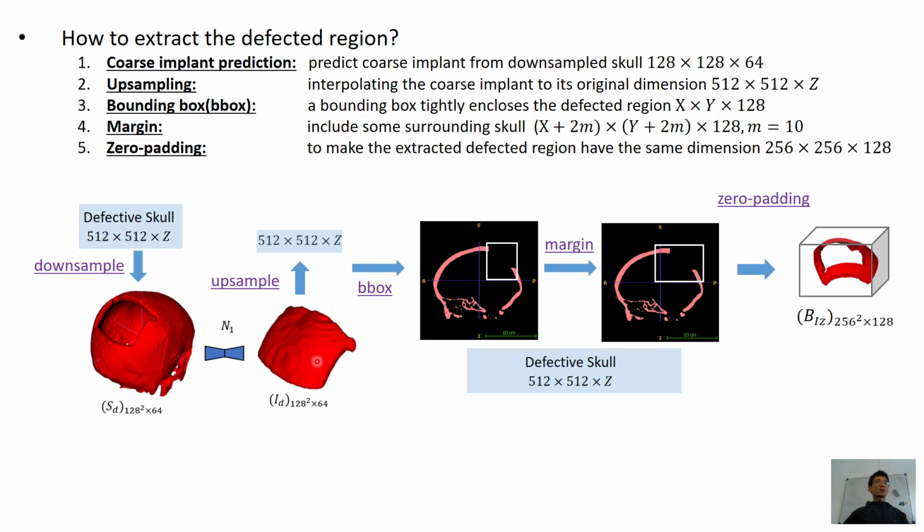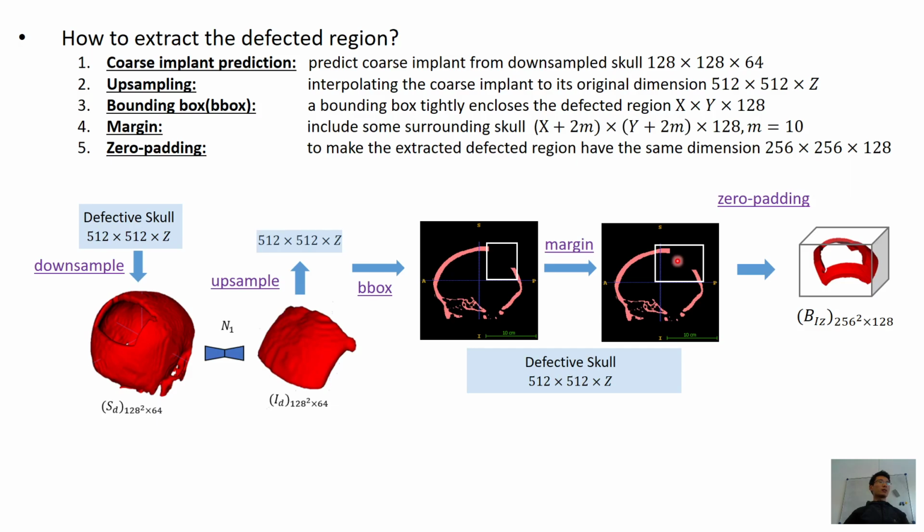Then, the coarse implant is upsampled to the original dimension, 512 times 512 times number of slices. We calculate a bounding box on the upsampled implants, and the bounding box tightly encloses the defected region on the original high-dimension skull. A margin of 20 voxels is applied to the x and y axis of the bounding box to include some surrounding skull bones.